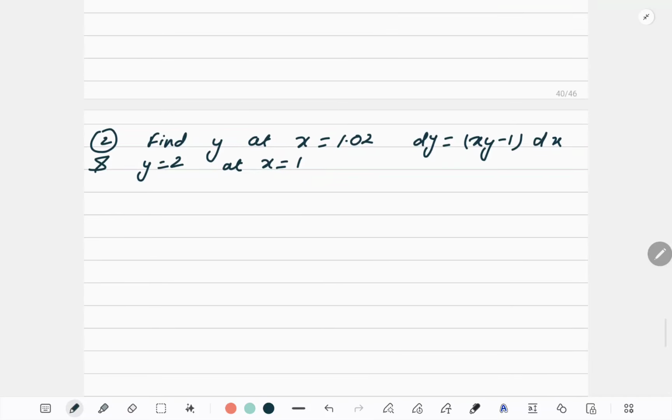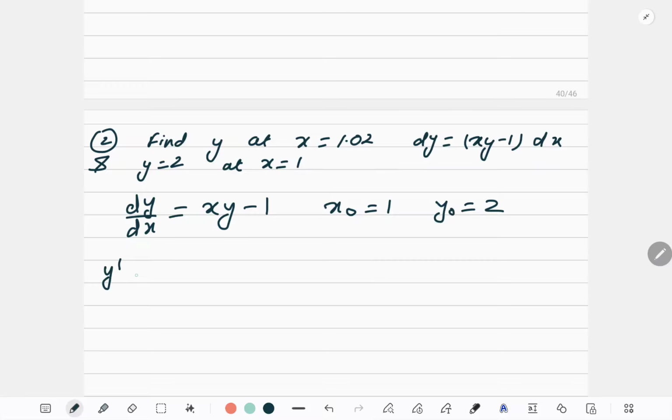Now find y at x is equal to 1.02. dy is given like this, and see now the x value is not 0. Starting point is not 0. Right? So first of all, I need to write the equation. So what is dy by dx? dy by dx is equal to xy minus 1. x0 is equal to 1. y0 is equal to 2. Correct? Now let us start.